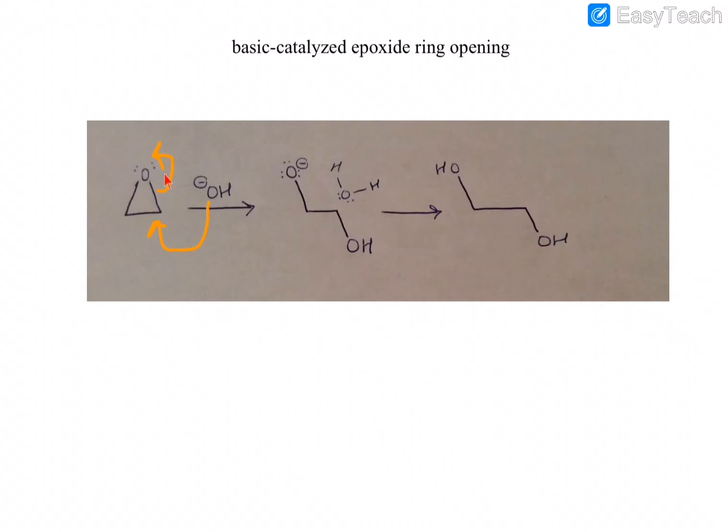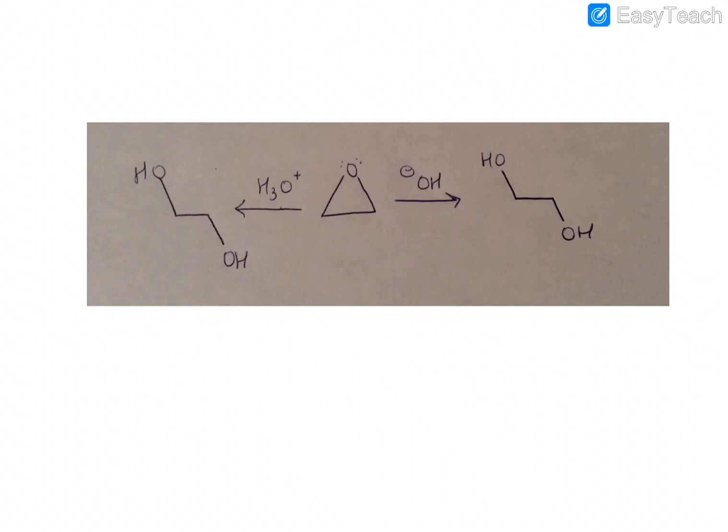Once this carbon-oxygen bond is broken, oxygen is left with an extra lone pair and a negative charge. So now an alcohol is already added, and a water molecule can come protonate this oxygen to leave you with the end product of the diol. In both acidic and basic conditions, the end result is a diol.